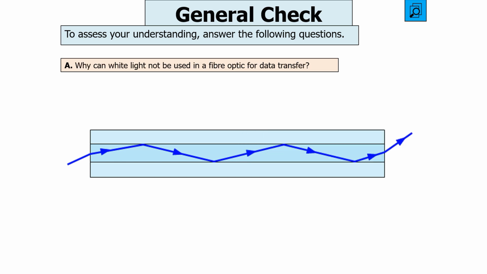Why can white light not be used in fibre optics for data transfer? Pause the video now, then unpause the video when you want to go through your answer.